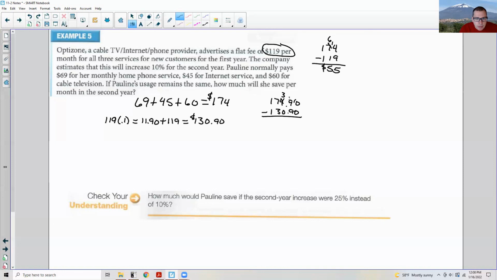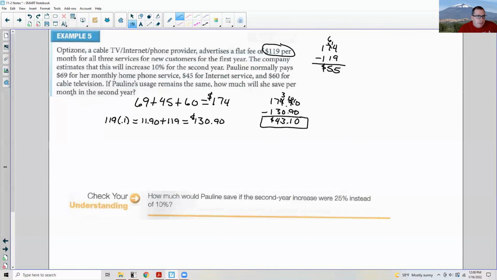Leave that 0 and make this 10. So 0 minus 0 is 0, 10 minus 9 is 1, 3 minus 0 is 3, 7 minus 3 is 4. And the answer to this problem is she will save $43.10 in the second year. Okay, that's what it was asking.